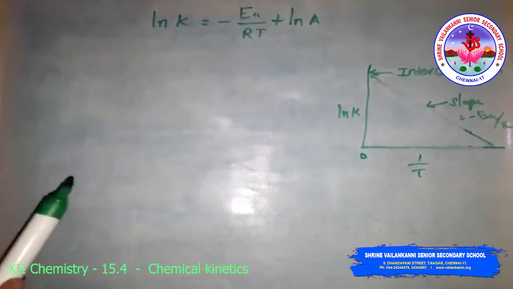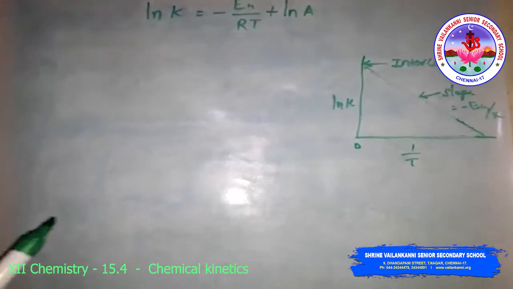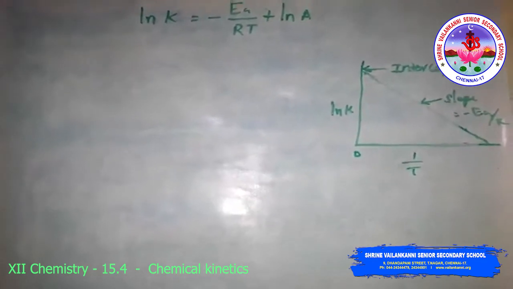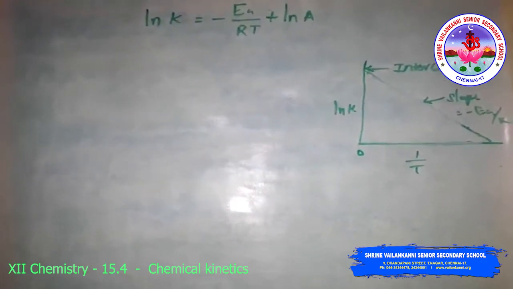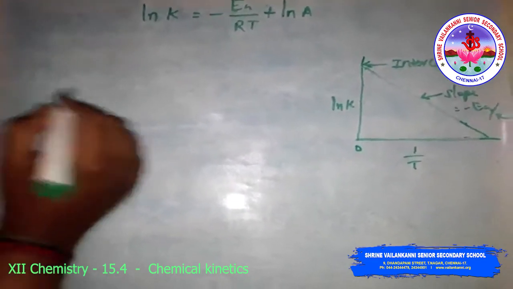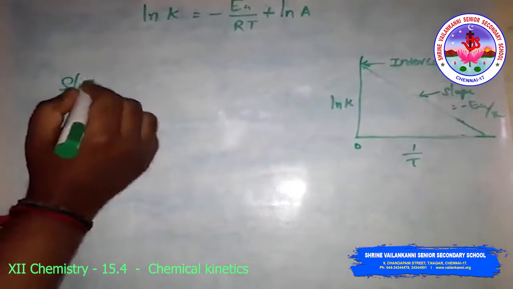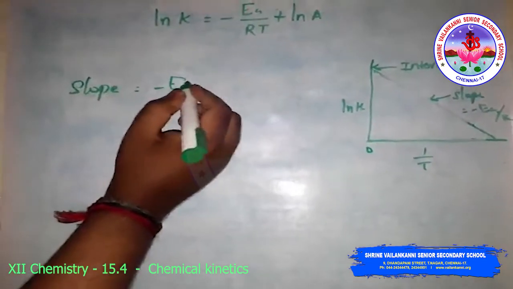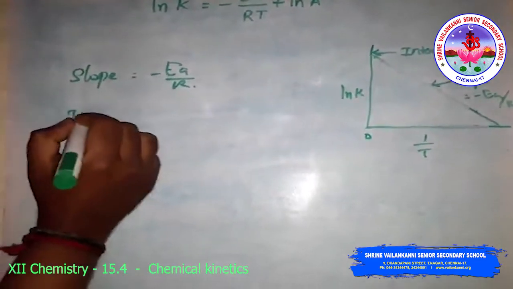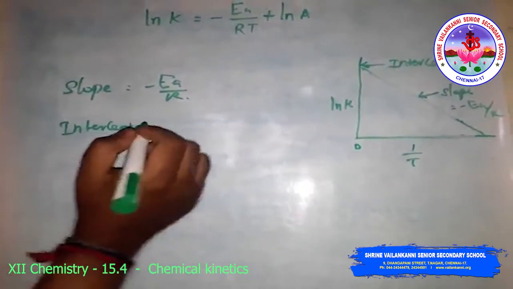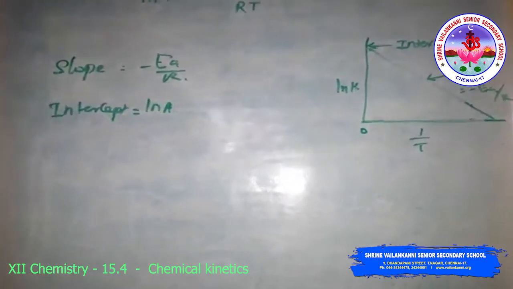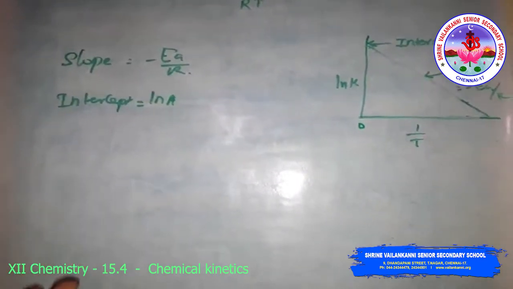It has been found from the Arrhenius equation that increasing the temperature or decreasing the activation energy will result in an increase in the rate of the reaction and an exponential increase in the rate constant. That is, what is the slope here? Slope is minus Ea by R, and the intercept is ln A.